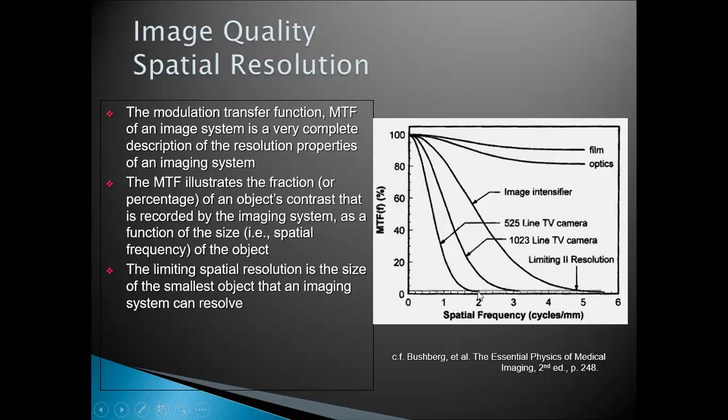cycles per millimeter. So at the end of the day, we see that the size of the smallest object which this 525-line TV camera can resolve is, as you see on the board again, 1/2, which is 0.25. For this one, it is 0.25. That is the limiting spatial resolution, I mean, the limiting size of the object it can resolve. The limiting resolution of a modern image intensifier is between 4 and 5, which is pretty good.